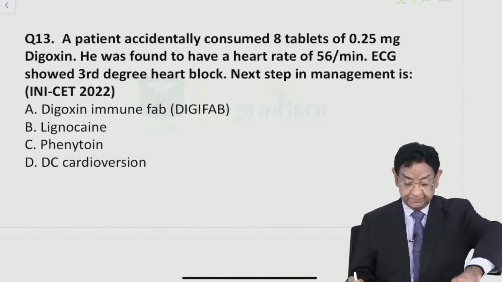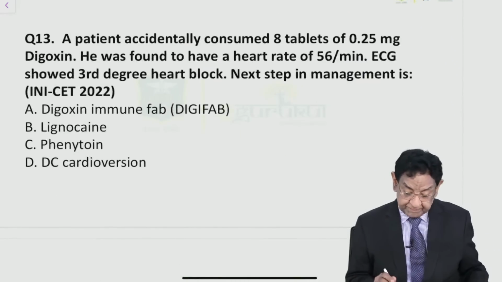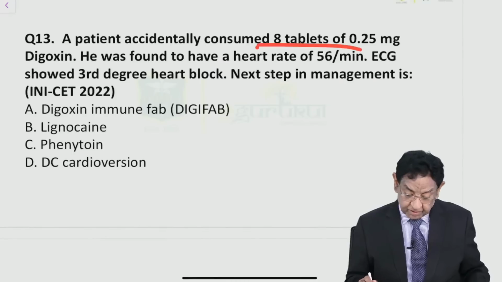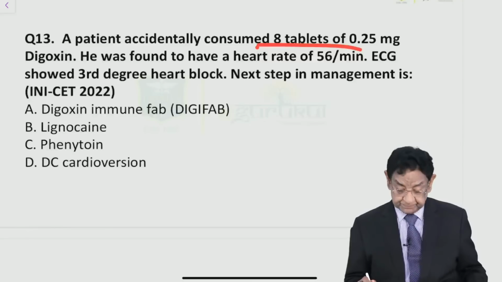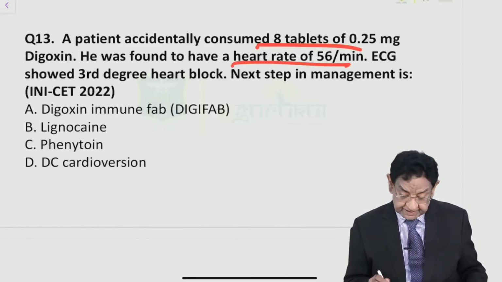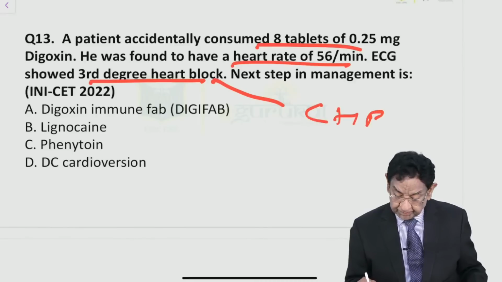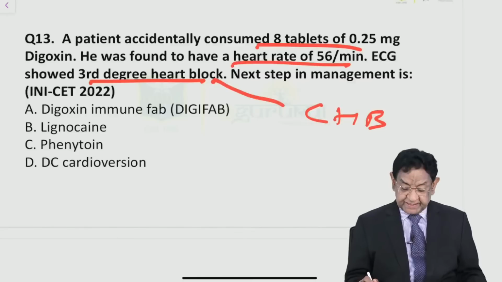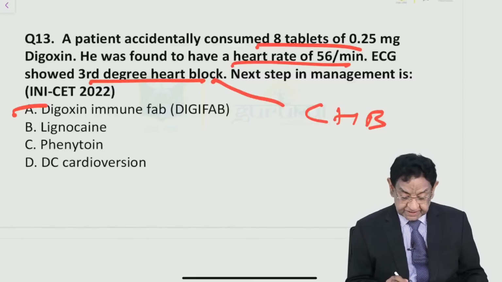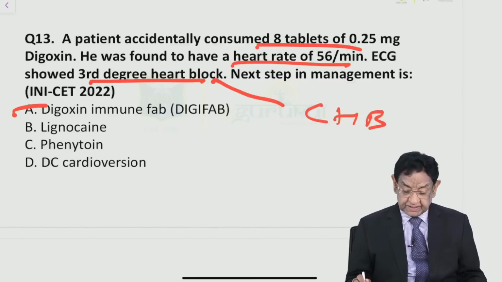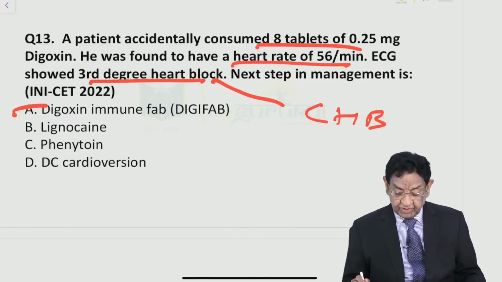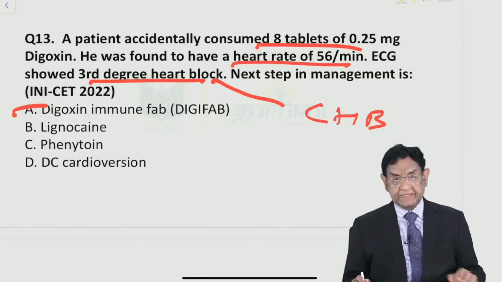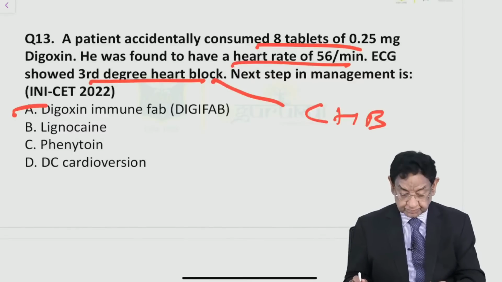Question 13. You get a patient who accidentally consumed 8 tablets of digoxin. Heart rate 56, ECG shows 3rd degree heart block, that is complete heart block. What is the best first line management? It's an easy question. The answer is digoxin immune Fab, what we call DG-Fab. This is the best answer to this question.